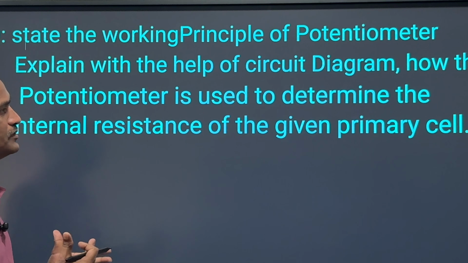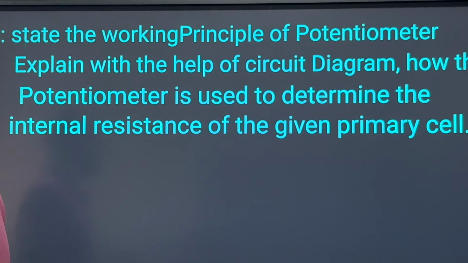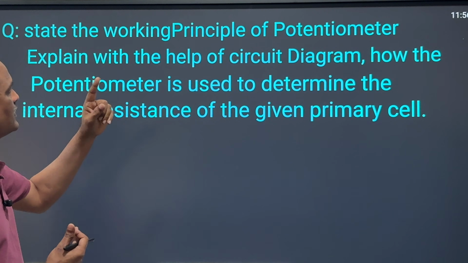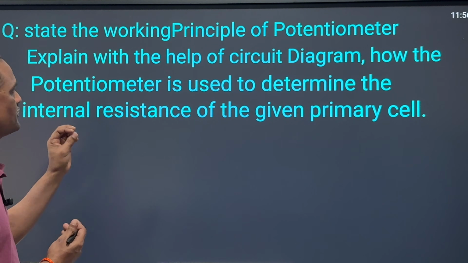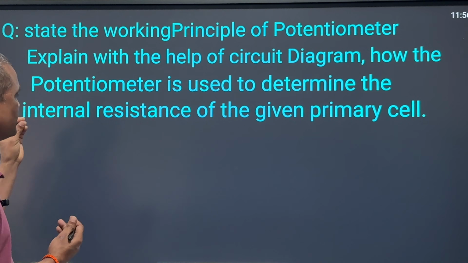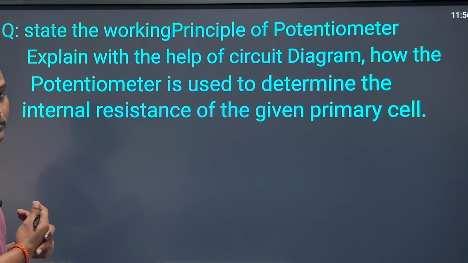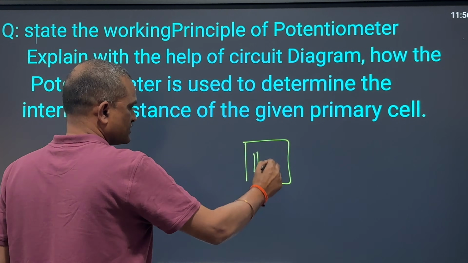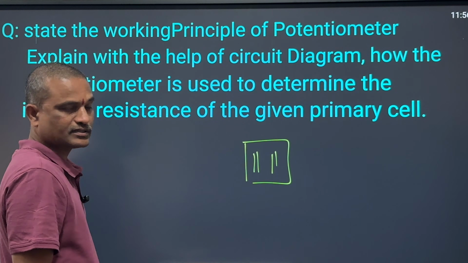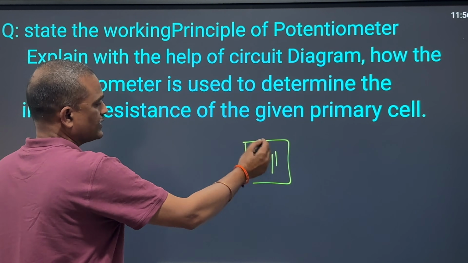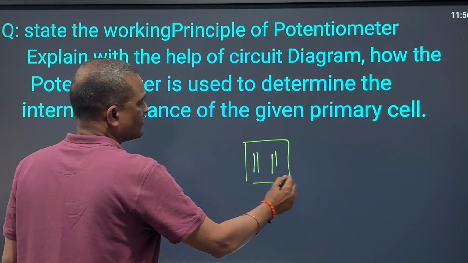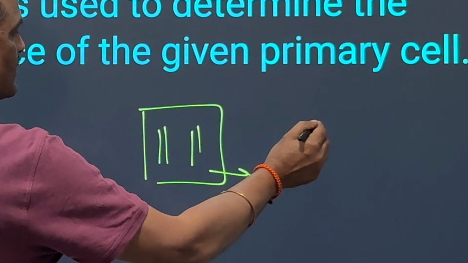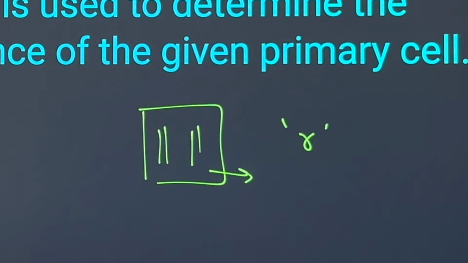So there is one more extension question on potentiometer. State the working principle of potentiometer. Explain with the help of a circuit diagram how the potentiometer is used to determine the internal resistance of the given primary cell. Every cell consists of some electrolytes, some metal plates and some other wires. Because of these electrolytes, wires and chemicals, there will be some internal resistance. That resistance is called internal resistance and it is indicated by small r.